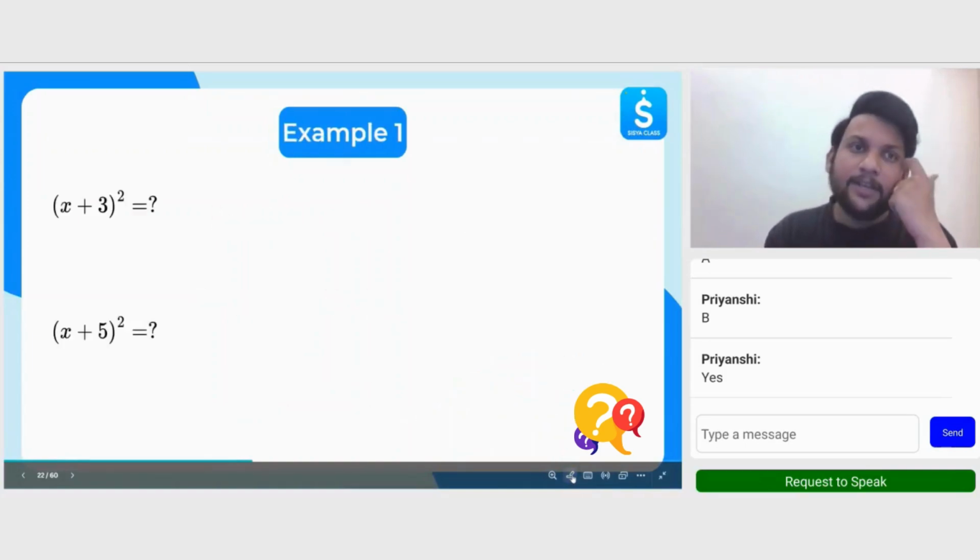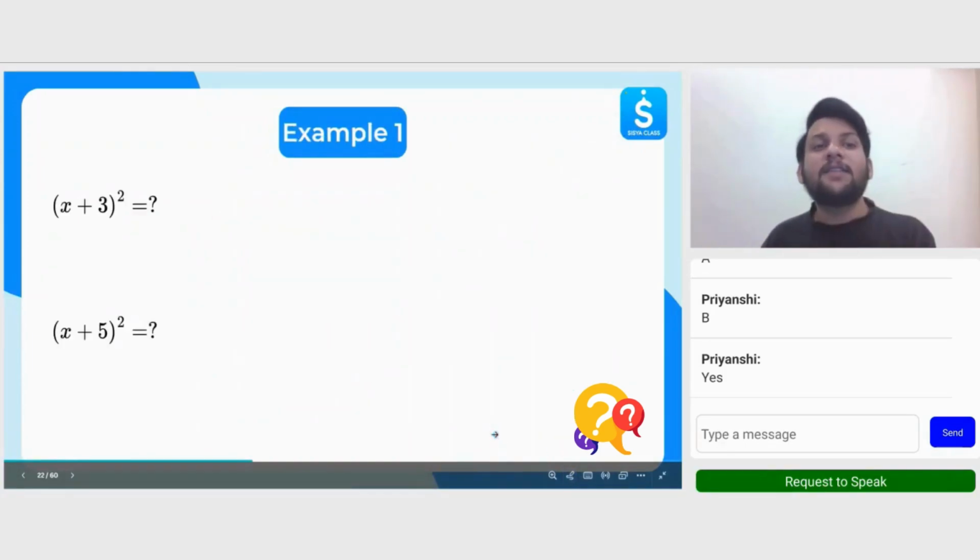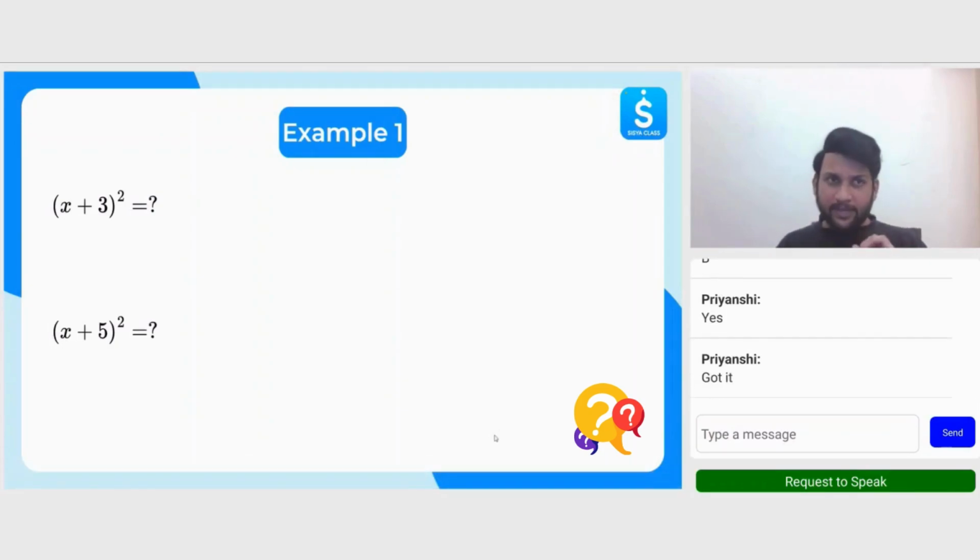Let's take an example, dear students. Suppose I have x plus 3 whole square. Okay. Now, first of all, I know it is not equals to x square plus 9.